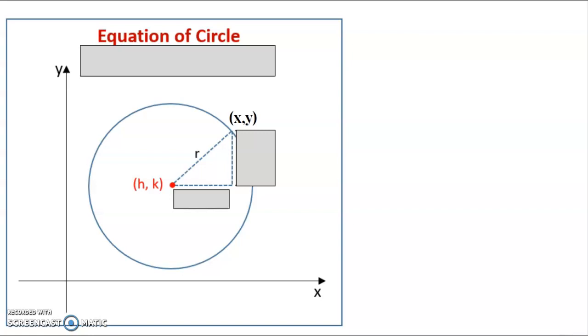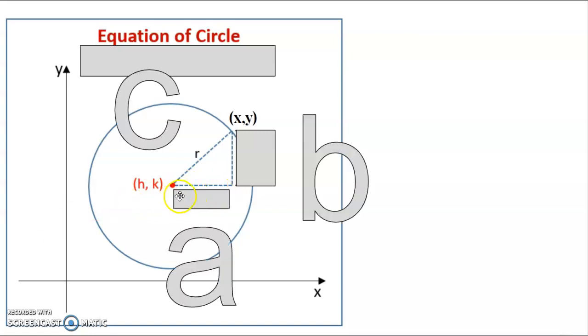So with the Pythagorean theorem, we label the sides of our triangle A, B, and C. Our radius is C. But what are A and B? Well, if you look, the distance here between the center and this point is just x minus h. The distance here is y minus k.